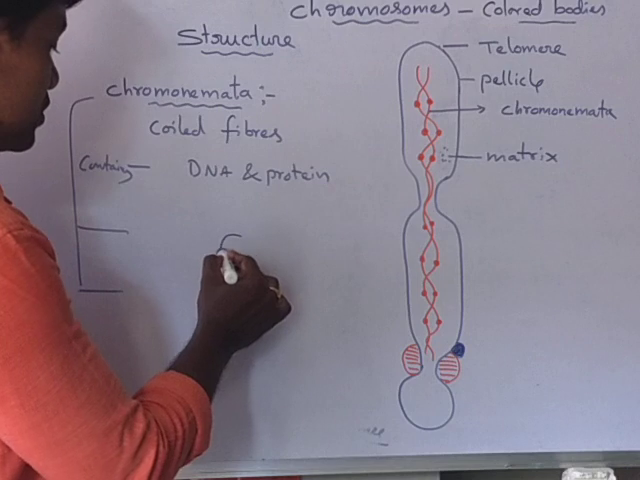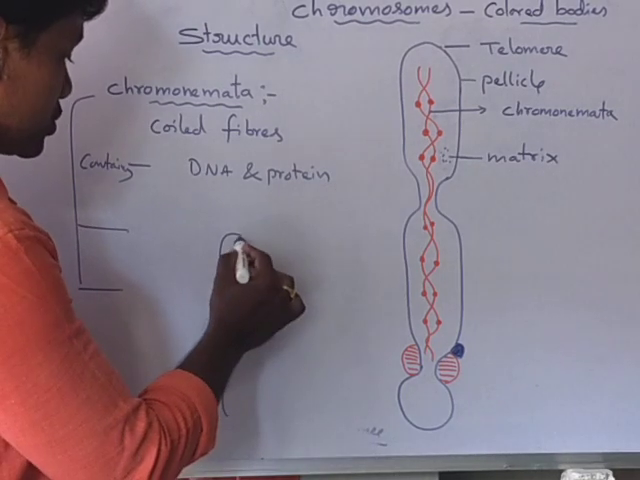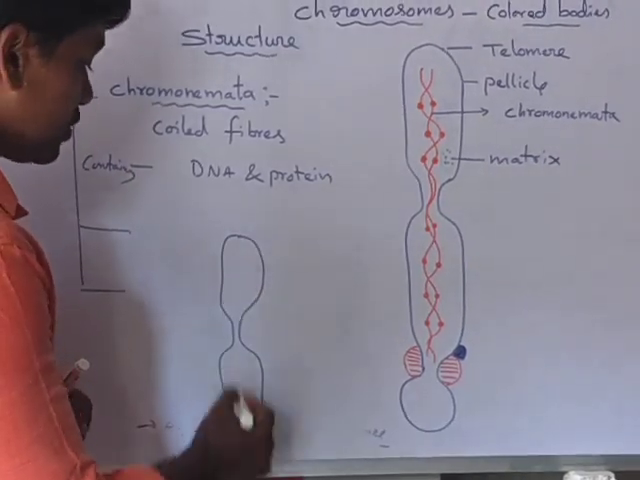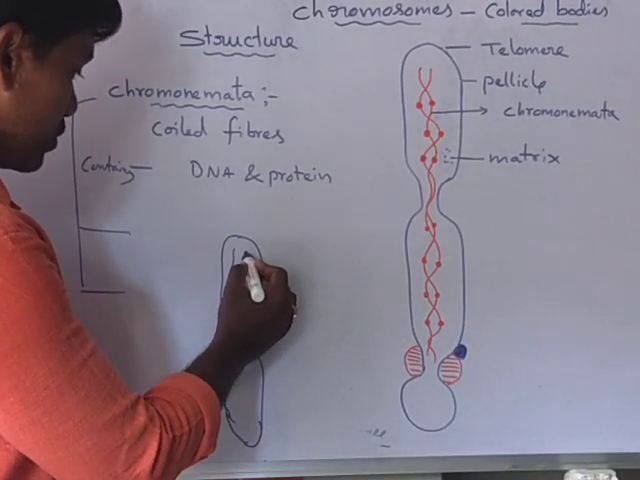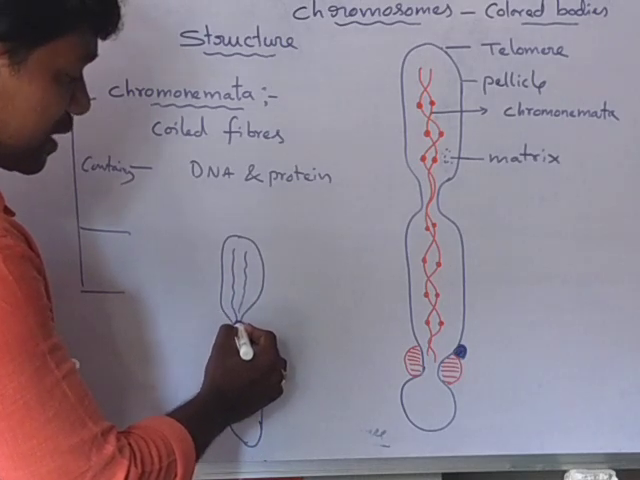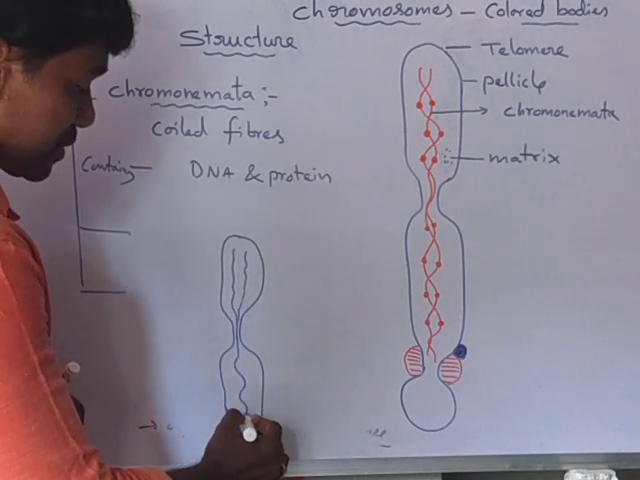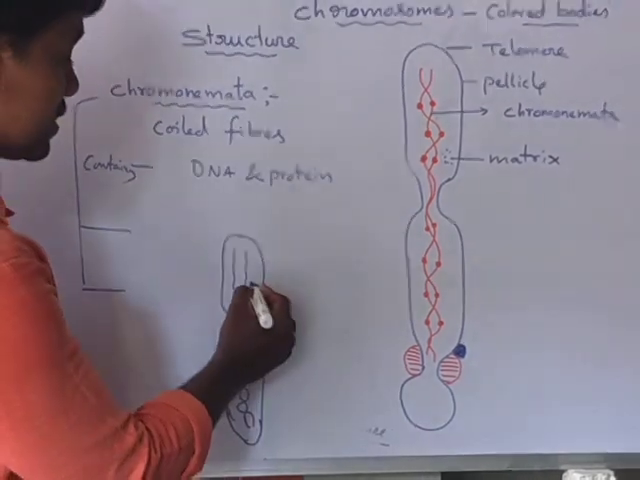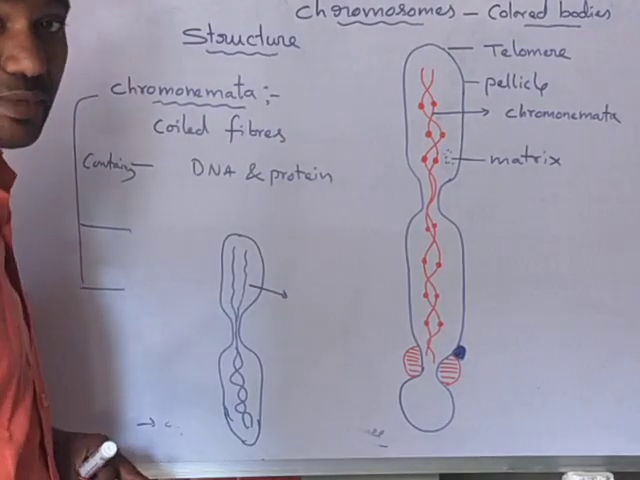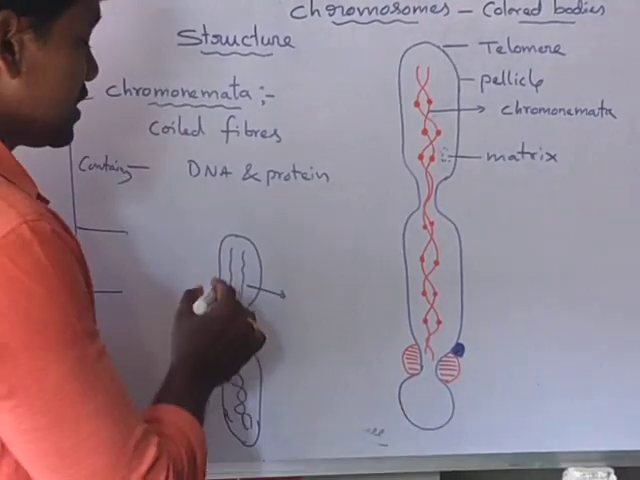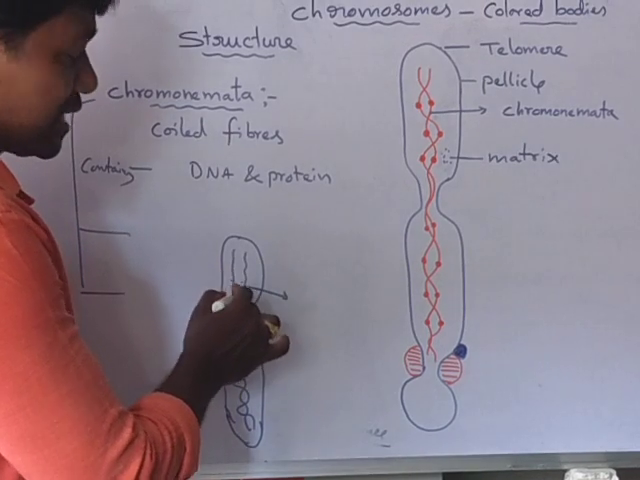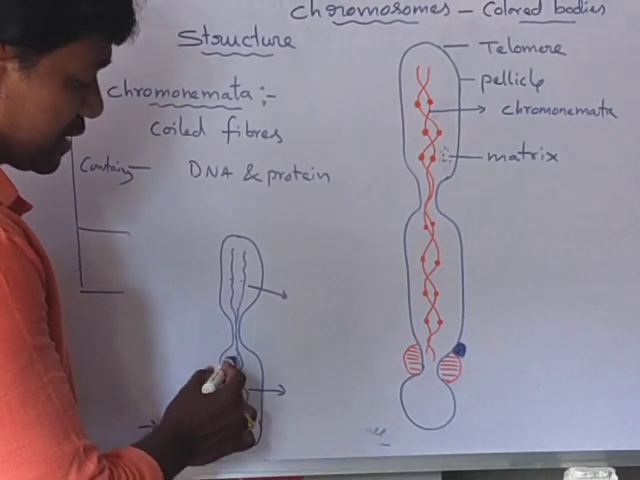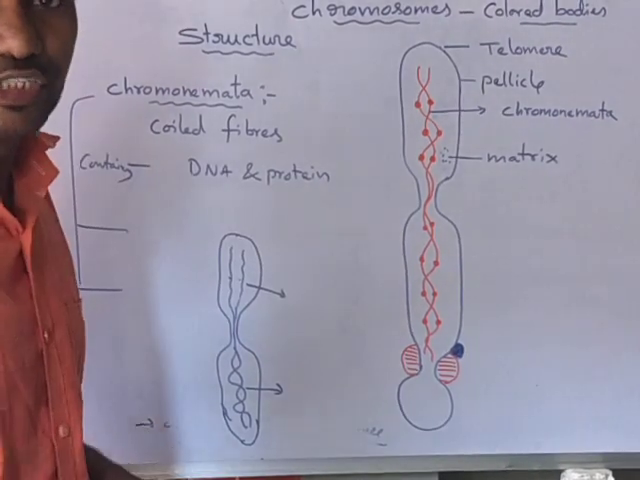If you take this chromosome like this, sometimes the chromonema are arranged in parallel, and sometimes they may be coiled. When it is arranged like this in parallel, that means meiosis. At the time of meiosis, generally the chromonema show this parallel arrangement. In mitosis division, generally it looks like a coiled arrangement.